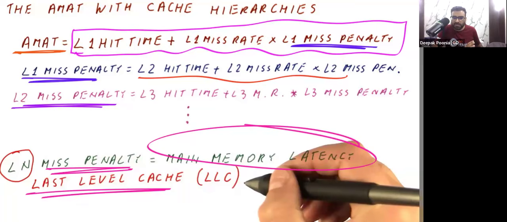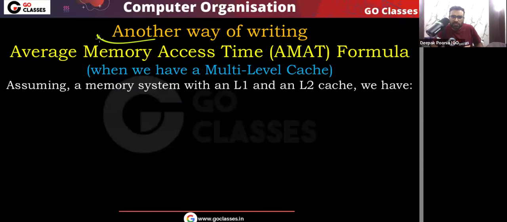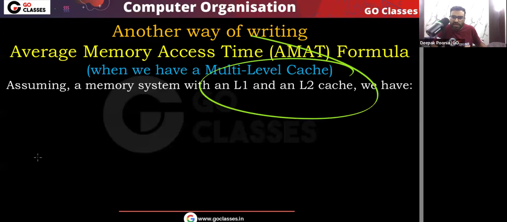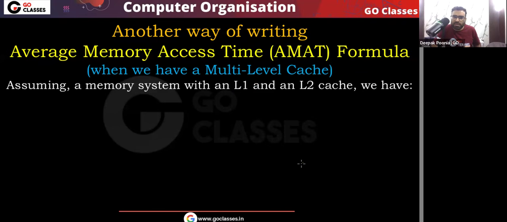Nothing hard here. Now let's see another way of writing the average memory access time formula when we have multi-level caches. Let's assume we have two level caches, L1 and L2, and after that there is main memory. So in the memory hierarchy, the last level is basically main memory. Let's see what will be the average memory access time formula. One way of writing this formula we have already seen. Now let's see another way.